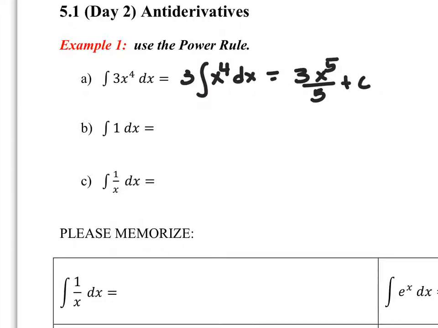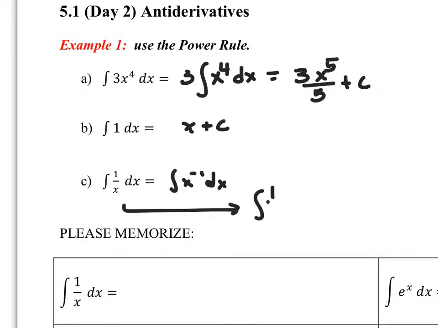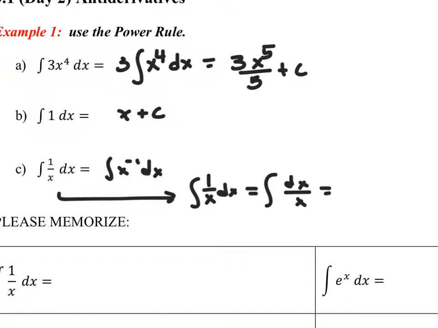This is a good one. Good old x plus c. And this is a peculiar one. You don't actually want to use the power rule on this one. I would just recognize the integral of 1 over x dx, which you may also see in this form, dx over x. This is going to be the natural log of the absolute value of x plus c.